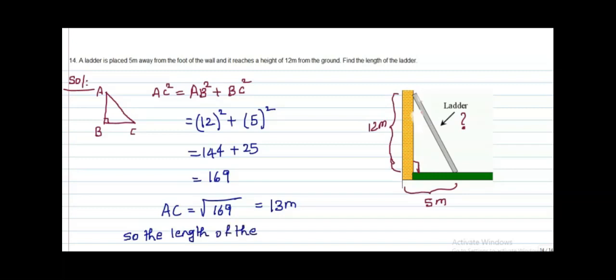This is to be found. And we are done using Pythagoras Theorem. We move on to the next question.